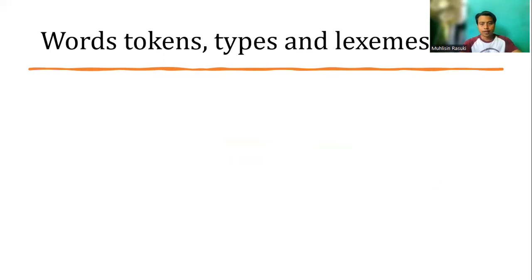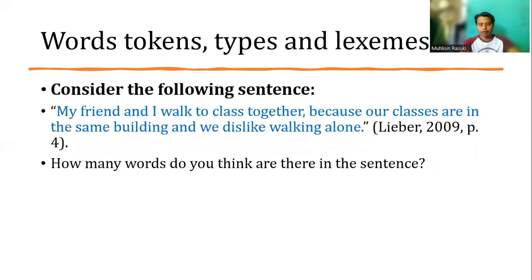Okay, for now, this is also important to understand, to give you background knowledge for further study in this course, and that is tokens, types, and lexemes. Before I give the definition of each of these, let's consider the following sentence, taken from Liber 2009, page 4. The sentence says, my friend and I walk to class together because our classes are in the same building and we dislike walking alone.